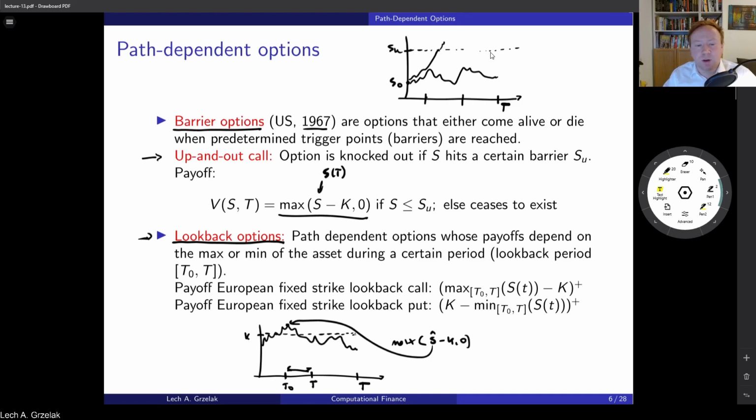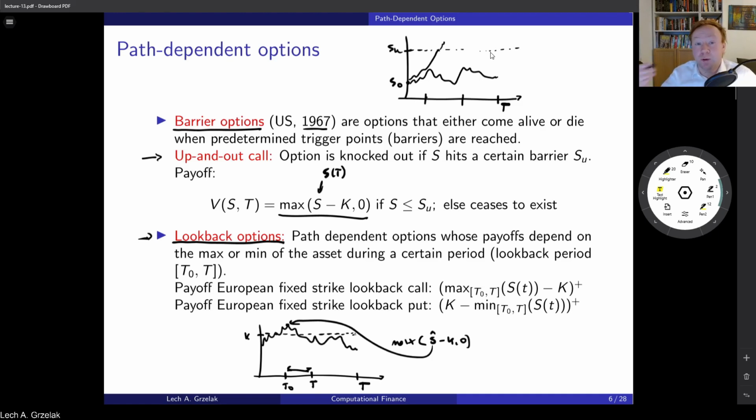As you can imagine, those kind of payoffs are rather easy to implement in Monte Carlo, right? Because essentially you will need to observe your path, and then depending on the value of your path, you just have to handle a particular limit and see whether the limit, the level, has been breached.